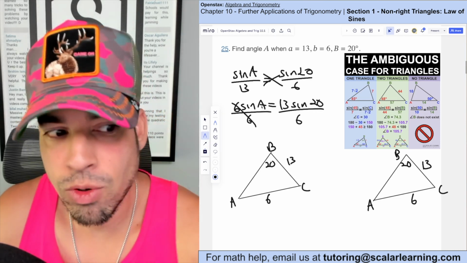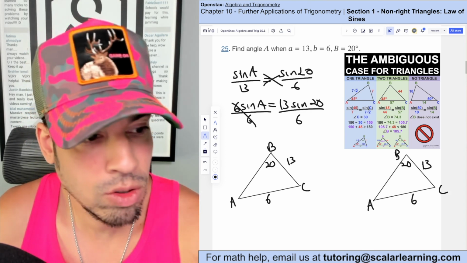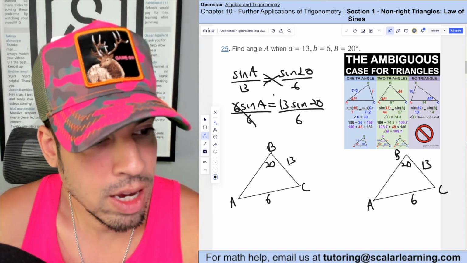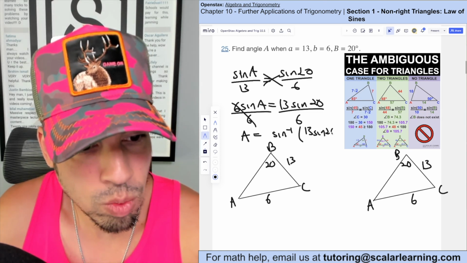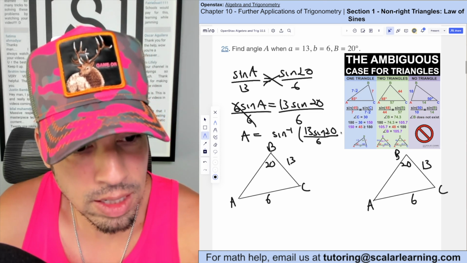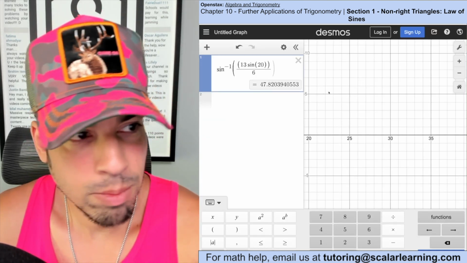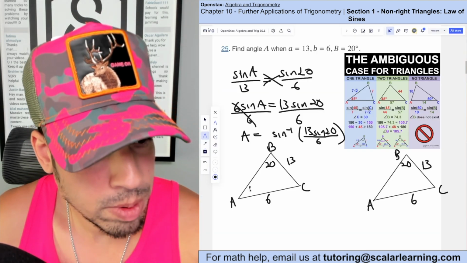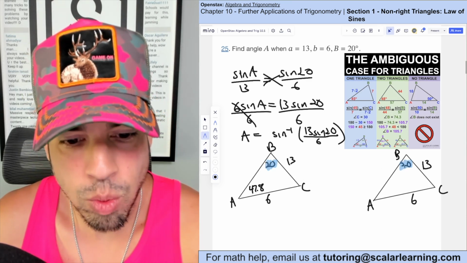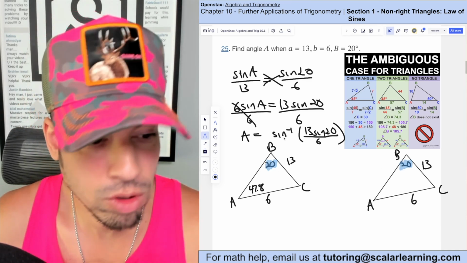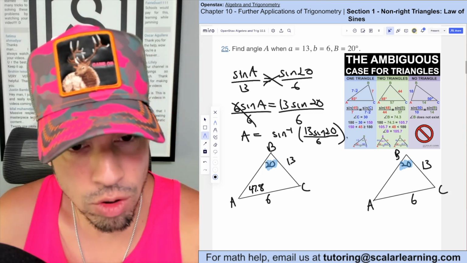And then to further isolate it, since we got sine of A, we have to do the opposite of sine, which is take arc sine. So we're taking arc sine of 13 sine 20 over 6. Let's plug that into Desmos now. And we get 47.8. So A will be 47.8 degrees. And I'm just highlighting 20 just to note that those are the given angles. Those angles have to be in one or both of the triangles.